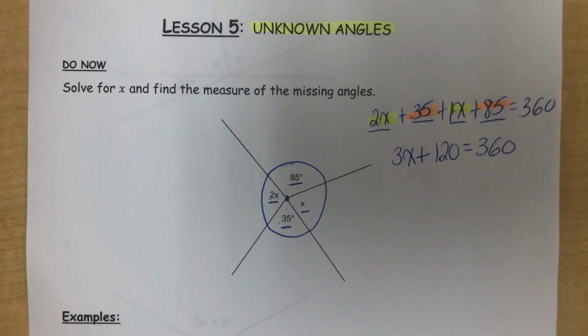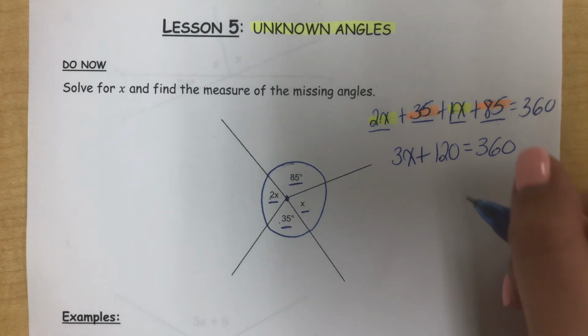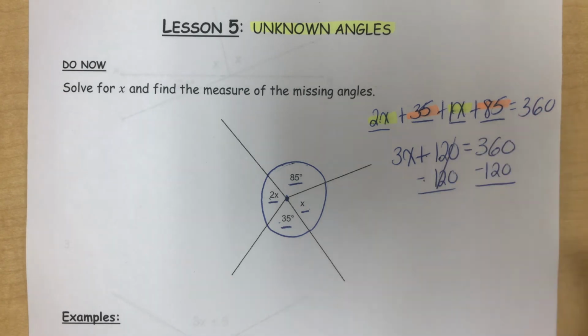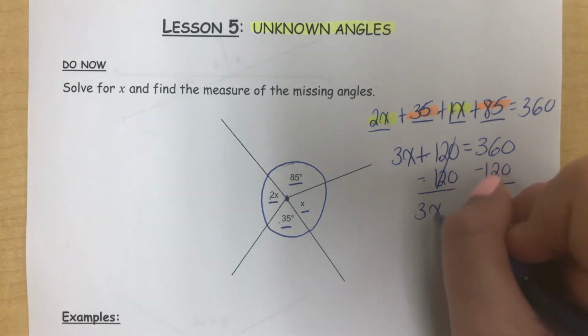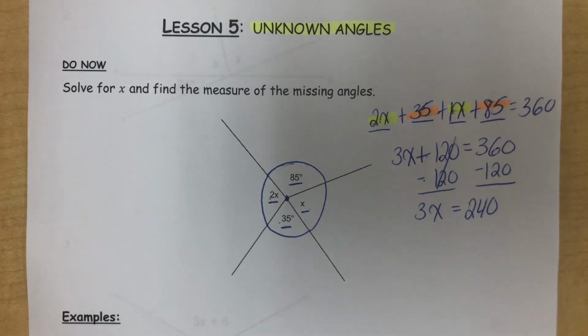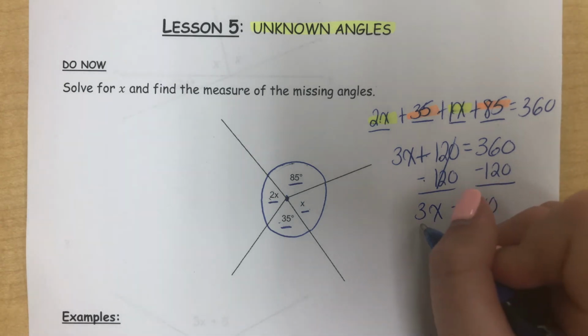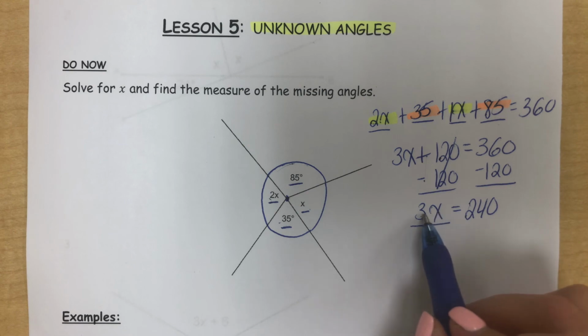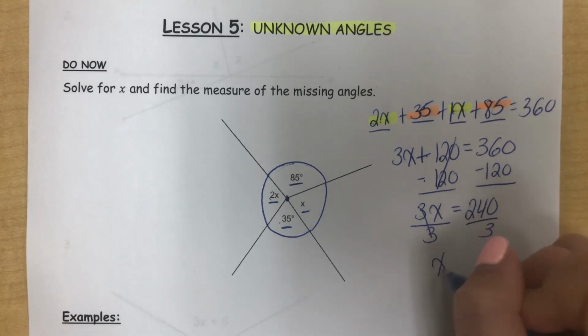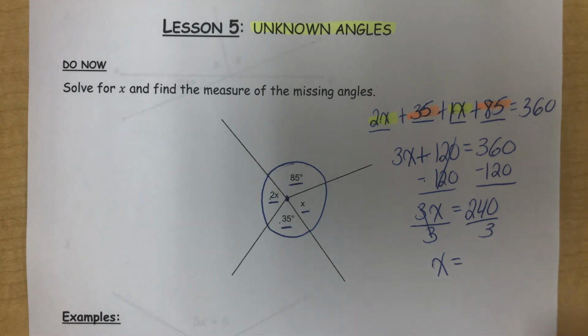And then I'm just gonna solve this like I would any other equation. I'm gonna subtract 120 on both sides, right? I do the opposite sign, this cancels out. Now I have 3x equals 240. And then again, to get rid of that 3, I'm gonna use division because 3x is multiplication. The opposite is division. So when I divide out the 3 on both sides, I get x equals 80 degrees.